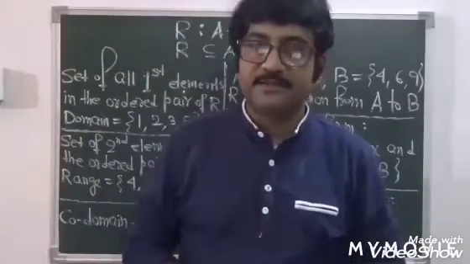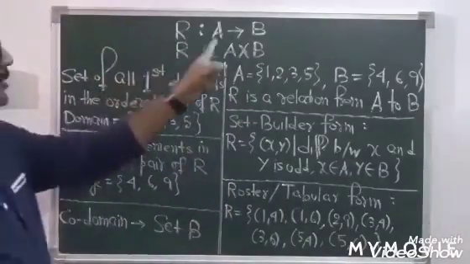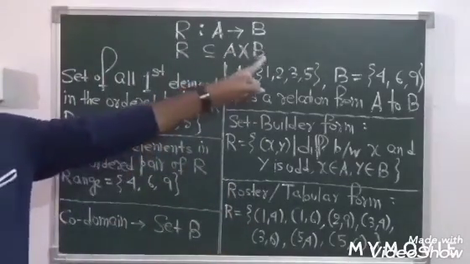Now let us summarize this. The last example that we have taken, R is a relation from A to B. R is a subset of A cross B.